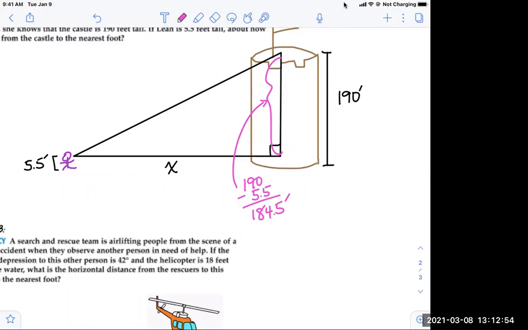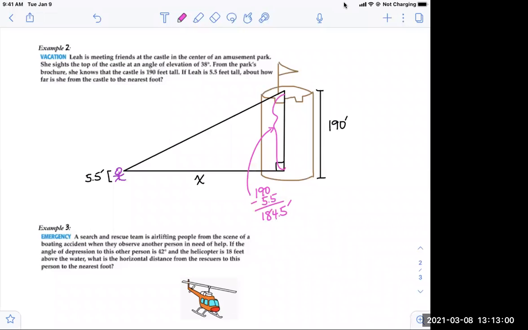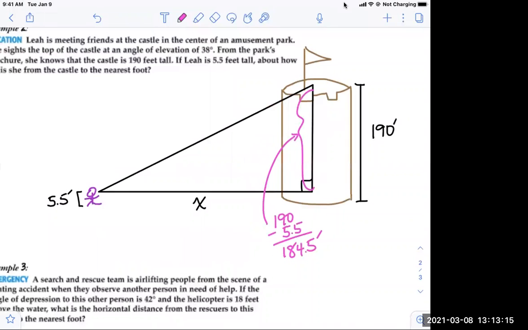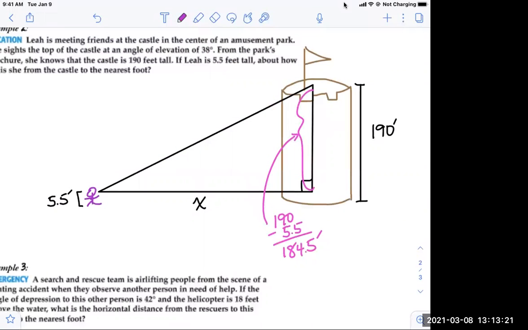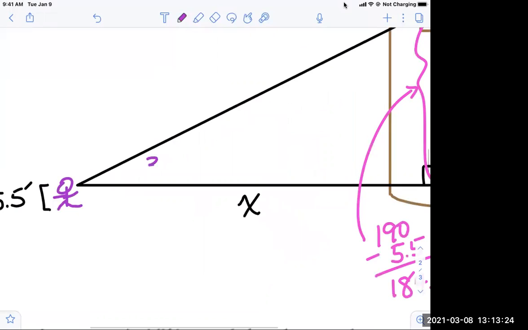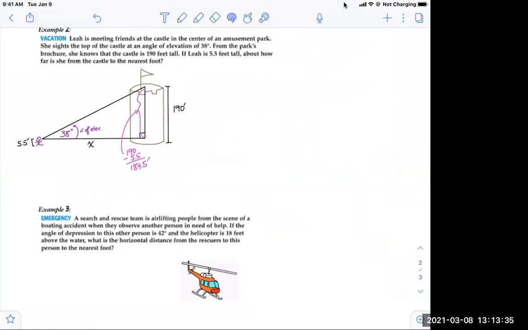Okay, so we have that 184.5. What have we not used? Bronson, what have we not used that was given in the problem? We haven't used the angle measure. Where does it go? It's a 38 degree angle of elevation. Where do I put that? You would put it at her line of sight, so the hypotenuse in X. The angle of elevation would go right there.